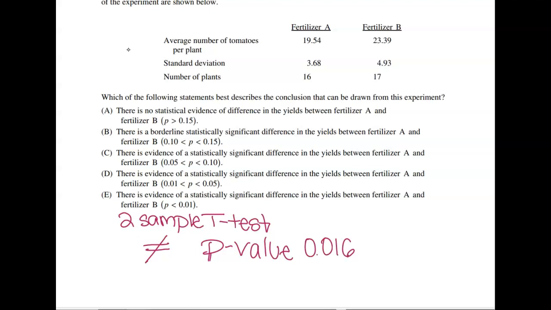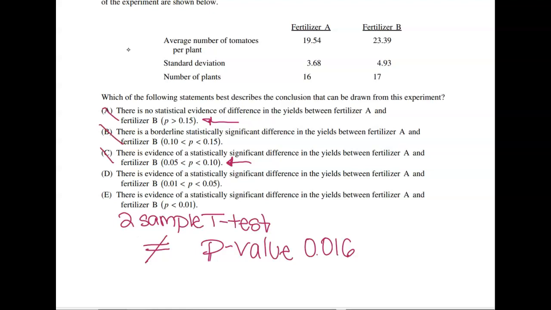If we look at the p-value given to us, in A they said the p-value is greater than 0.15. That is not true. The next one says my p-value is between 0.05 and 0.1. That is not true either. Actually, that was C. I skipped B. We've talked about A and C, and we said both of those are wrong. For part B, it says the p-value is between 0.1 and 0.15. That is incorrect as well.